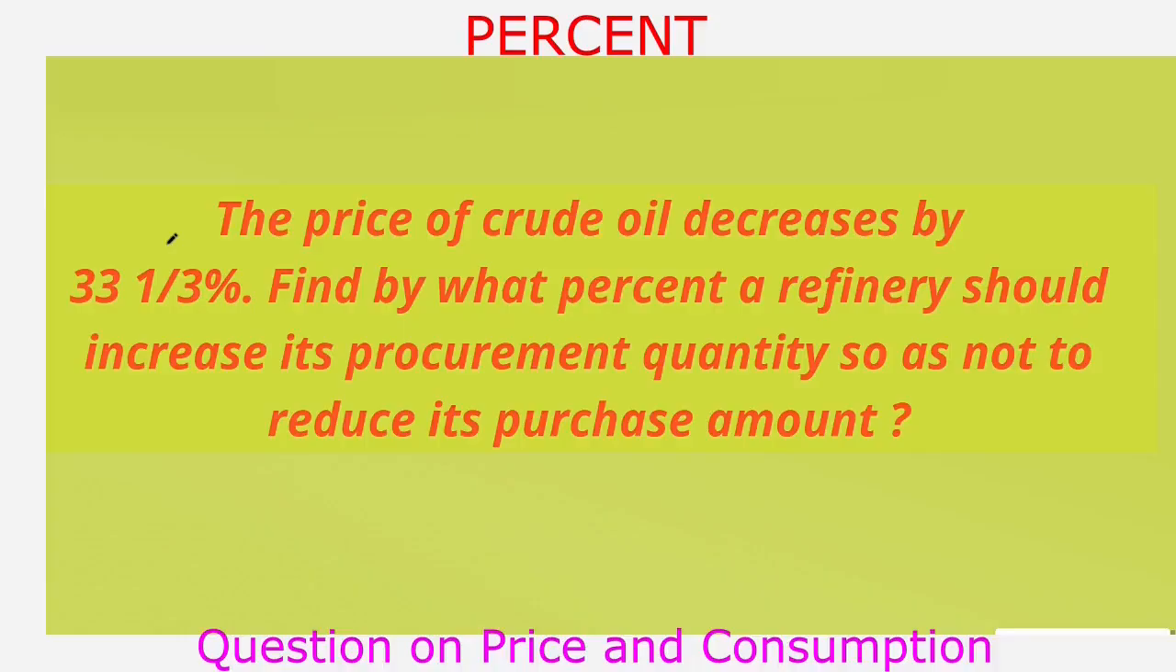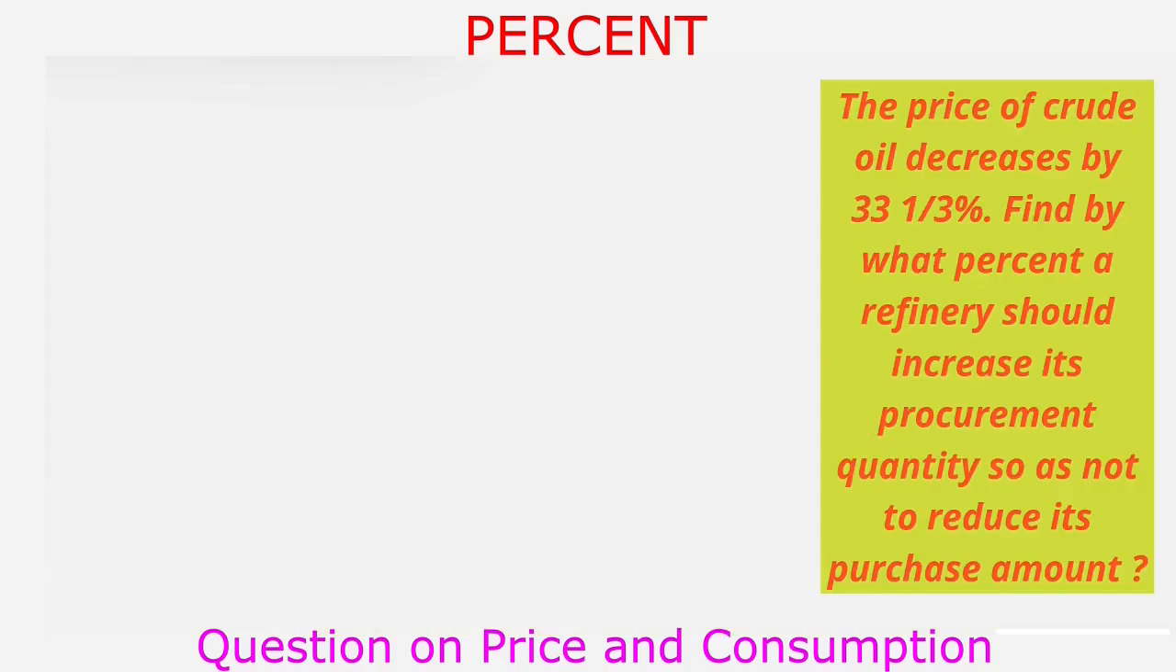We go to the next question. The question is, the price of crude oil decreases by 33 and 1 upon 3%. Find by what percent a refinery should increase its procurement quantity so as not to reduce its purchase amount. We solve this question by two methods. First by the formula method and second by the shortcut method.